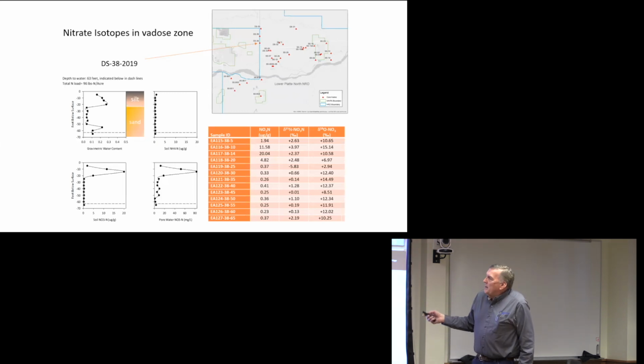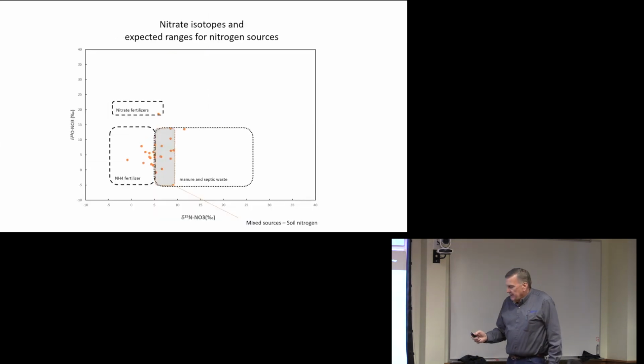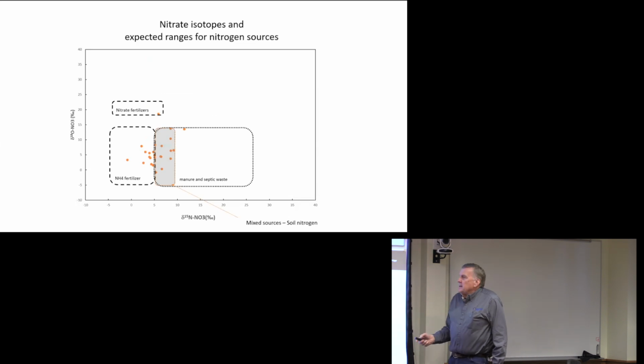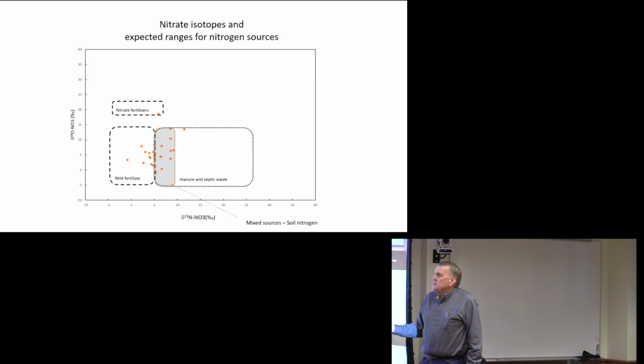But we did a lot of nitrates, and as you can see, we did have some areas that had some nitrate. You can see some leaching going through. The isotope samples came back, and you can see most of it was in this area, or it was a combination of both. We didn't have a lot. We had only one over on the manure side of it, or organic nitrogen.